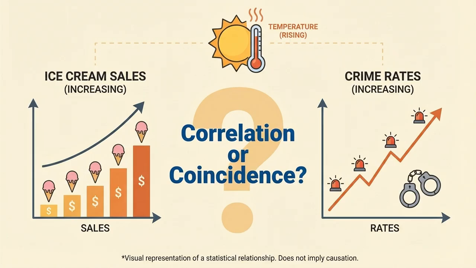However, just because two things are correlated doesn't mean one causes the other. There might be other factors at play, or the relationship could be coincidental. For instance, ice cream sales and crime rates might be positively correlated, but ice cream doesn't cause crime. Both might increase during the summer months due to higher temperatures.